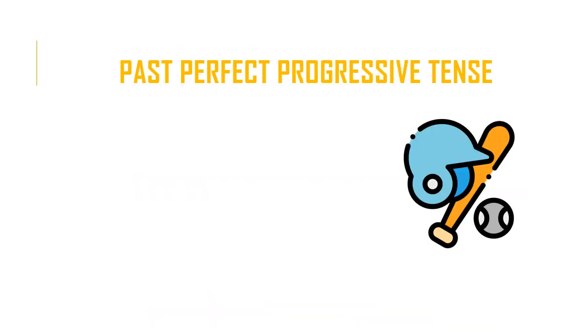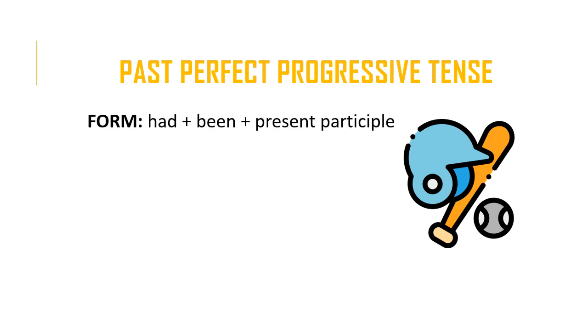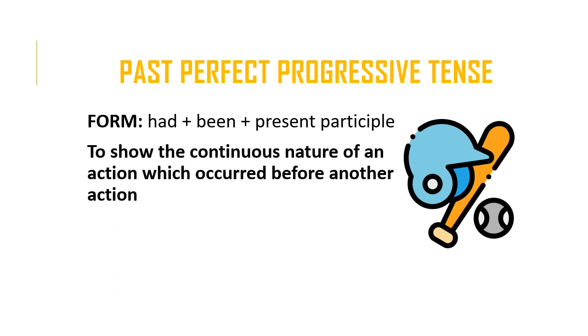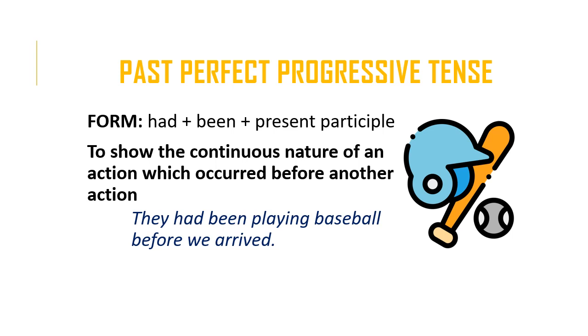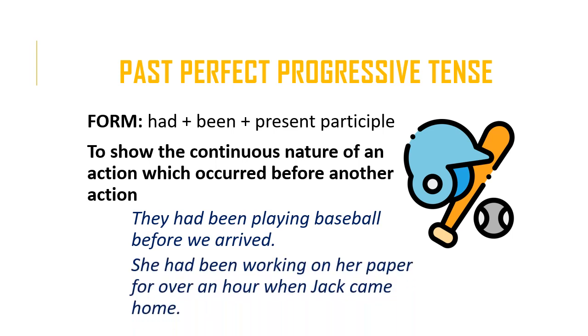The past perfect progressive tense. How is it formed? You add the verb had plus been, which is the past participle form of the verb to be, plus the present participle, so the ing form of the verb. We use this tense to show the continuous nature of an action which occurred before another action. So for example, they had been playing baseball before we arrived. She had been working on her paper for over an hour when Jack came home.